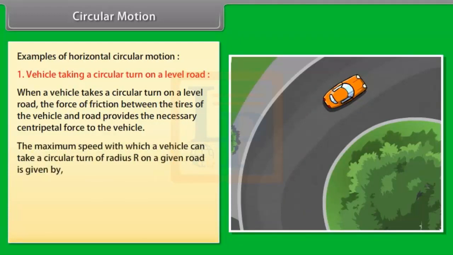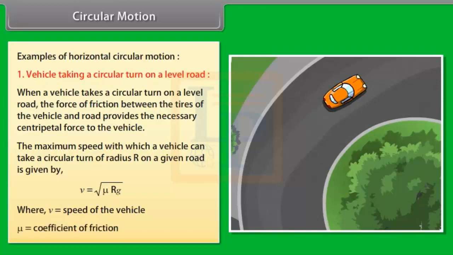The maximum speed with which a vehicle can take a circular turn of radius r on a given road is given by v = √(μrg), where v is the speed of the vehicle, μ is the coefficient of friction. Number 2. Banking of roads.